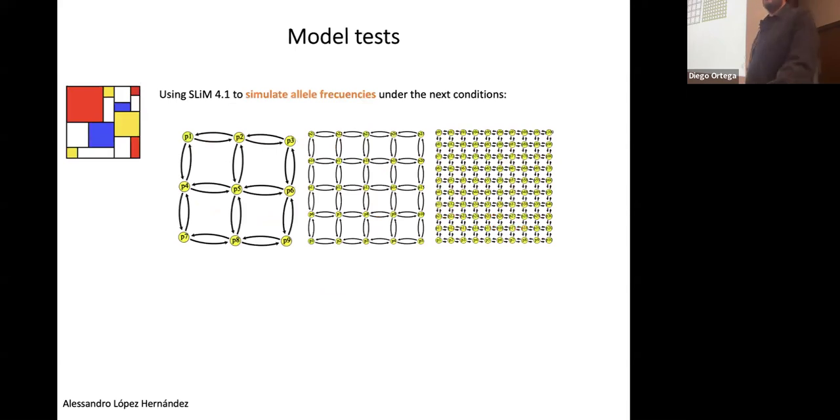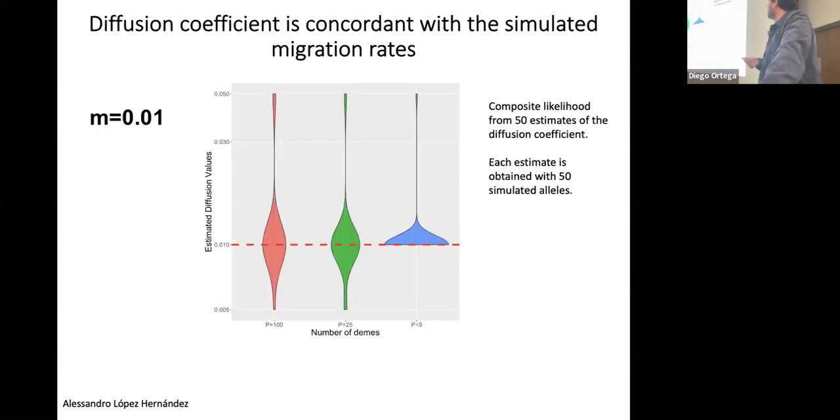And we are using, once again, SLiM to do simulations. So far, we have been working on stepping stone models where we have a grid of 3 by 3, 5 by 5, or 10 by 10, doing simulations to see how the model would work in this setting. Some of the results that Sandro has seen: he has done composite likelihood estimates from 50 estimates of the dispersion coefficient.